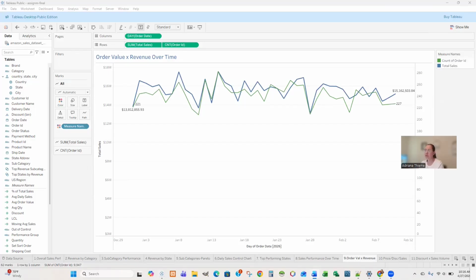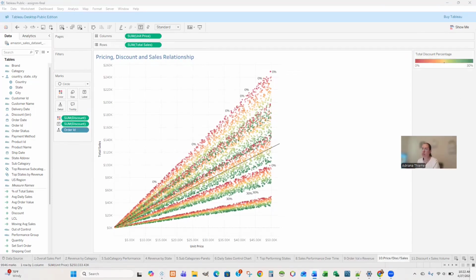So we can see if the sales performance is affected by the number of transactions or by the value of each order. This scatter plot, the pricing, discount, and sales relationship chart, will help us analyze the trend line between changing pricing and applying discounts to the sales revenue generated. While pricing is key for revenue, discounts and how much customers buy can change the results a lot.